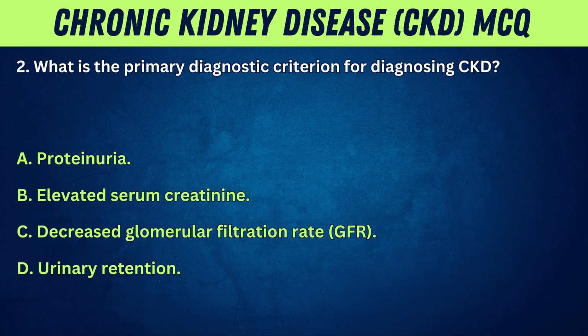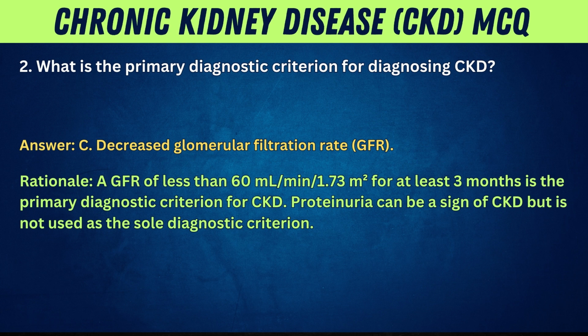2. What is the primary diagnostic criterion for diagnosing CKD? A. Proteinuria. B. Elevated serum creatinine. C. Decreased glomerular filtration rate, GFR. D. Urinary retention. Answer: C. Decreased glomerular filtration rate, GFR. Rationale: a GFR of less than 60 ml/min/1.73 m² for at least 3 months is the primary diagnostic criterion for CKD. Proteinuria can be a sign of CKD, but is not used as the sole diagnostic criterion.